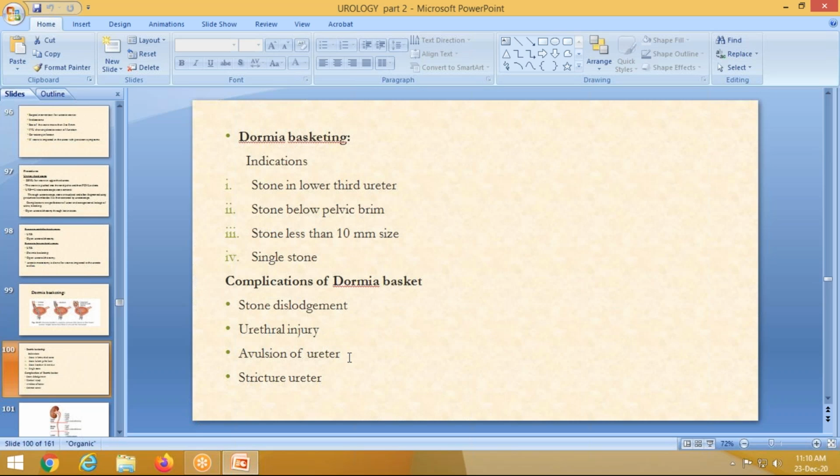Sometimes stricture can occur. While you are passing the device, the mucosa may be eroded, and subsequently after some time there is a chance to develop ureteric strictures. So these are the complications of the Dormia basket. You should write the indications, the complications, and how you have to remove the stone with the Dormia basket. Yes, I explained.